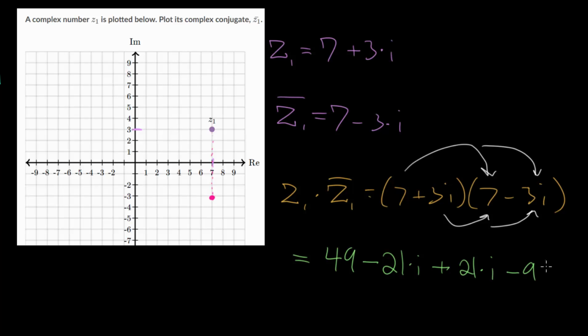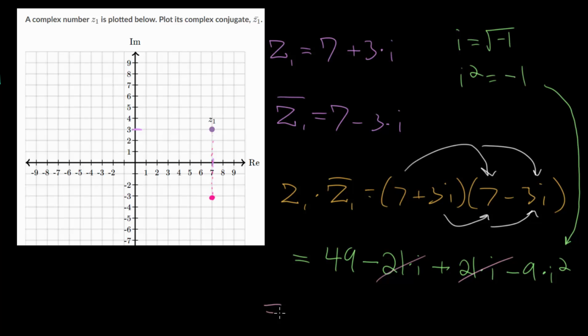And then we have i times i, which we can write as i squared. And since we know that i is the square root of -1, when we square this, it cancels out the square root, and we just get -1. So i squared is -1, which we can substitute in right here. So let's simplify everything. Again, notice that the imaginary parts here cancel out. We get 49 minus 9 multiplied by -1. So that's really just 49 plus 9, which is 58.